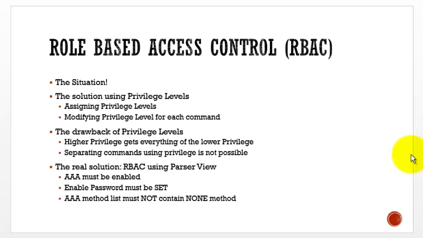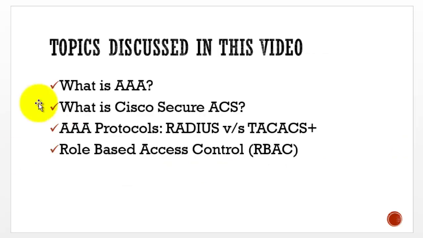So in this video, we have found out the real requirement for an ACS server. And I hope as we go ahead in the series, we will see different ways of how ACS makes an administrator's life very, very easy. So let's just review what we did today. We discussed what AAA is. We discussed Cisco Secure ACS. We discussed AAA protocols, RADIUS and TACACS. And we discussed how role-based access control is done on an IOS device.